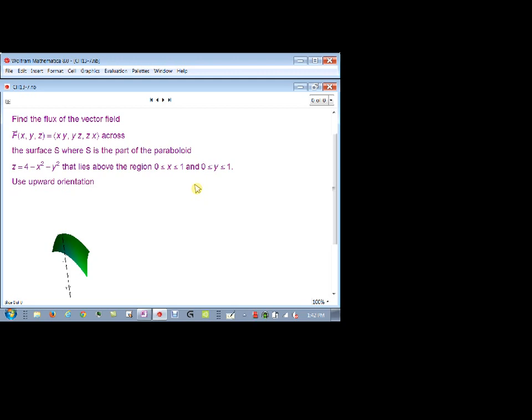Find the flux of the vector field F of x, y, z equals xy, yz, zx across the surface S, where S is the part of the paraboloid z equals 4 minus x squared minus y squared that lies above the region x between 0 and 1, y between 0 and 1. Use upward orientation.